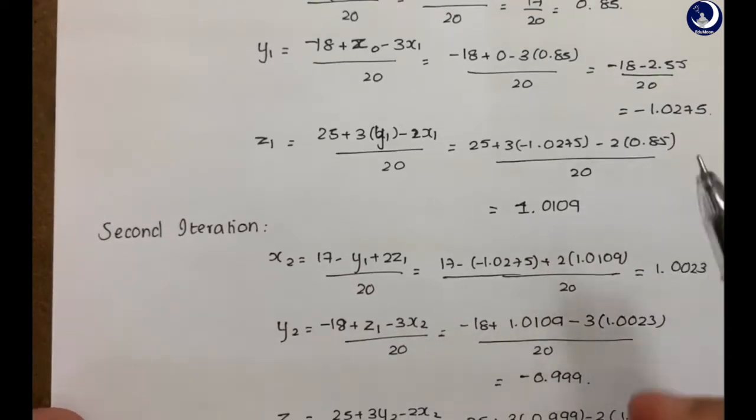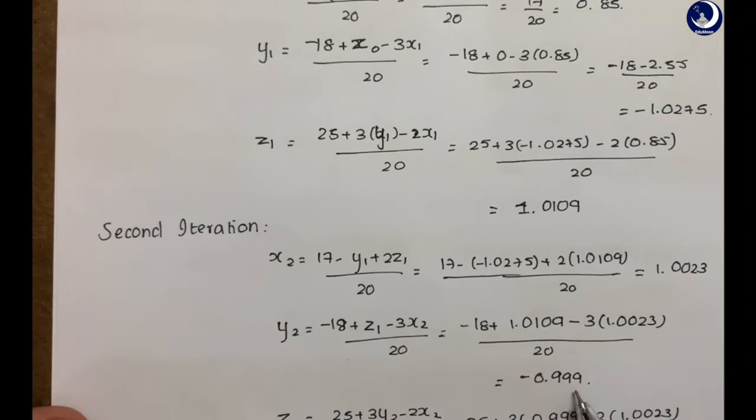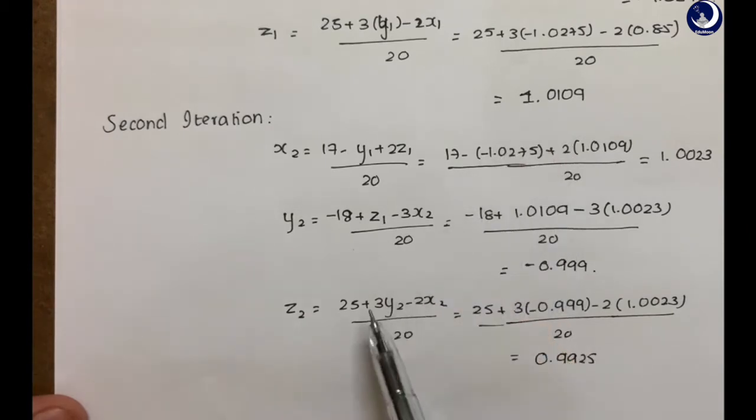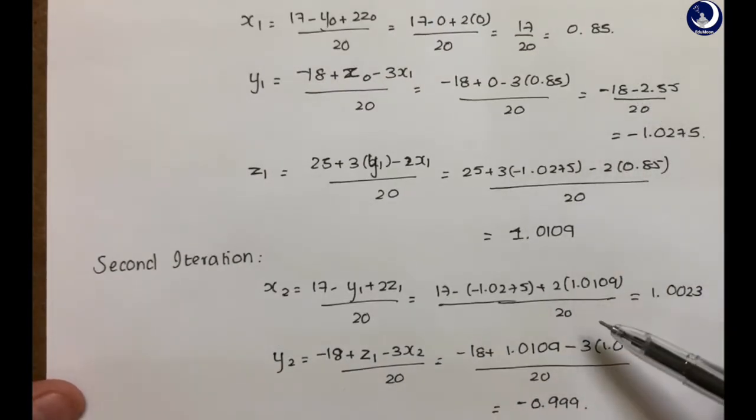For y1, minus 1.0275 and minus 0.99 are approximately equal. And for z1, the values are approximately equal. But in case of x1 and x2, the values are not approximately equal. So we need to do another iteration.